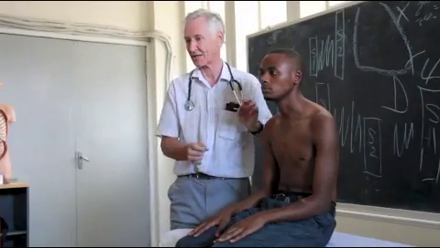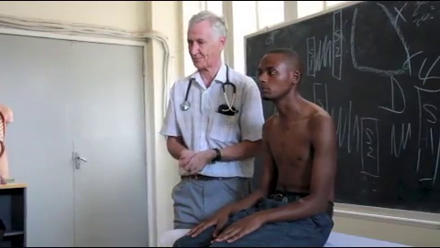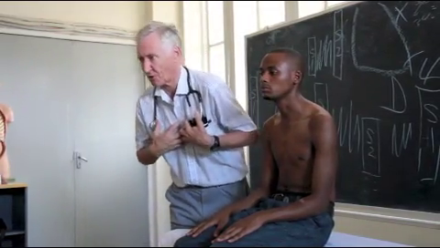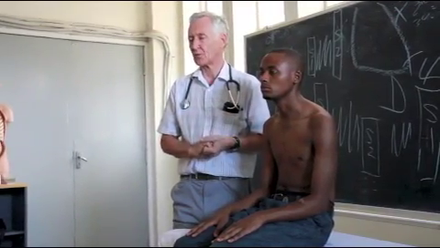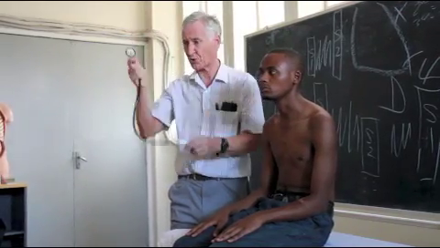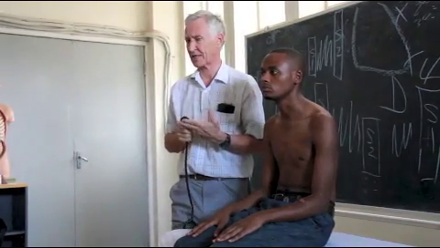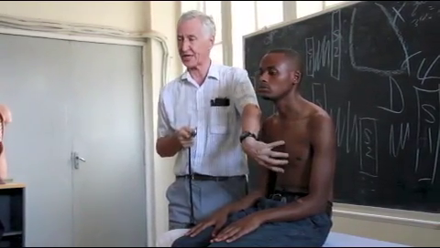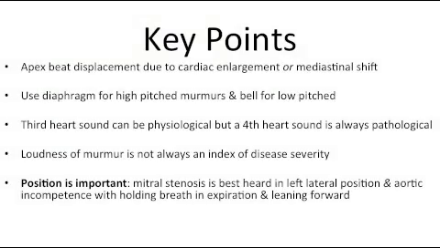I've emphasized the mitral stenosis in the left lateral position. Aortic incompetence, leaning forward, breathing out. And finally, which part of my stethoscope do I use for auscultation? In principle, we use the diaphragm, or the flat part of the stethoscope, for everything except mitral stenosis. That's an easy way of remembering it.